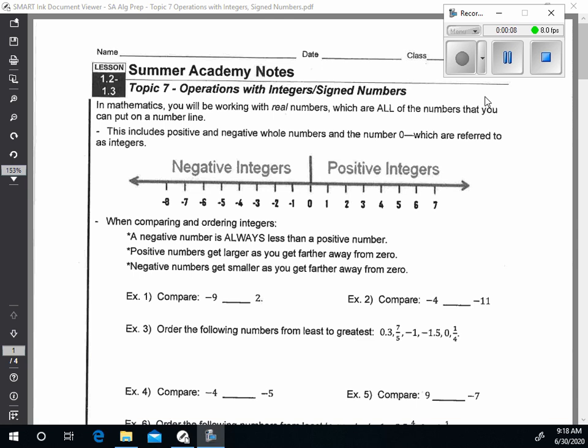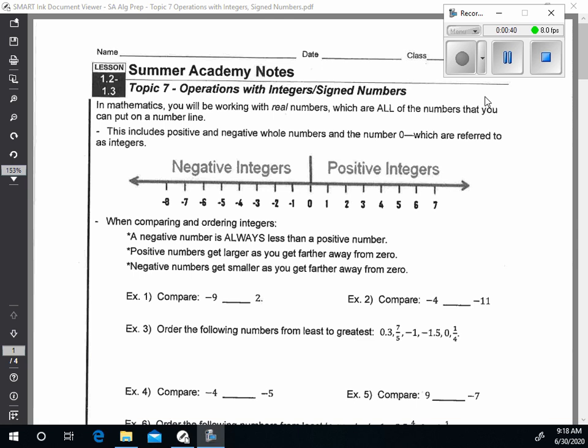Today we are moving into topic number 7, which focuses on operations with integers and with signed numbers. So now we're going to be dealing with positive and negative numbers. This lines itself up with sections 1.2 and 1.3 of the algebra textbook. Again, for CP and below, this is part of your first unit. For honors, this is prerequisite knowledge that you would need to know before the start of the school year.